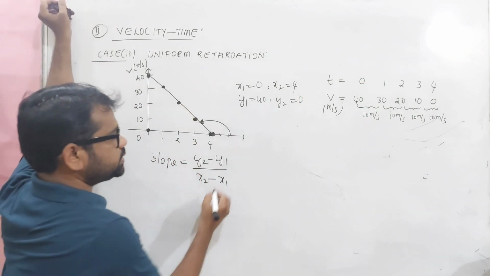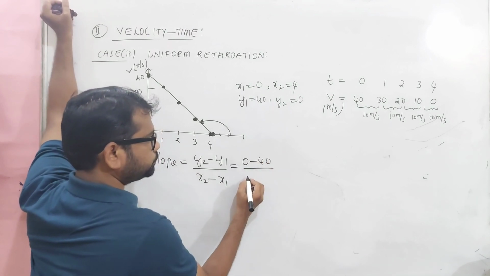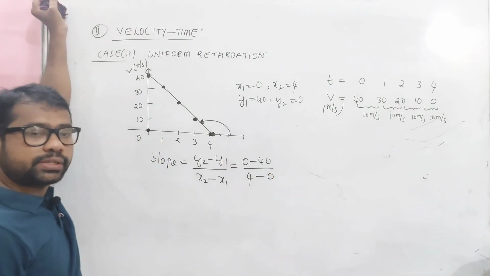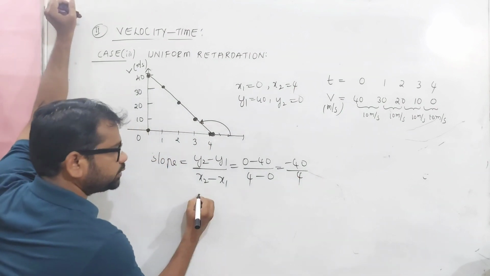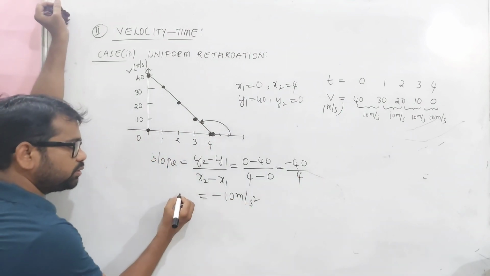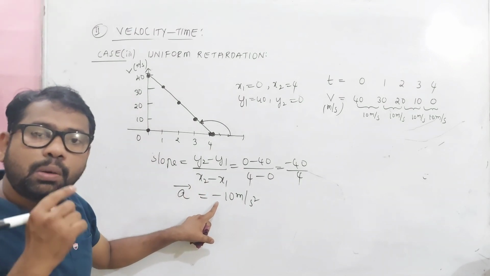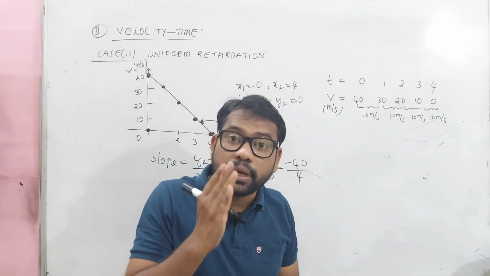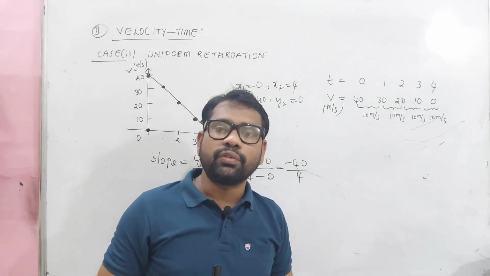Now substitute the values: 0 minus 40 by 4 minus 0. So it is minus 40 by 4, which is minus 10 meter per second square. So here we have to write that acceleration is negative. Acceleration is equal to minus 10 meter per second square. As the acceleration is minus 10 meter per second square, the body is moving with retardation.